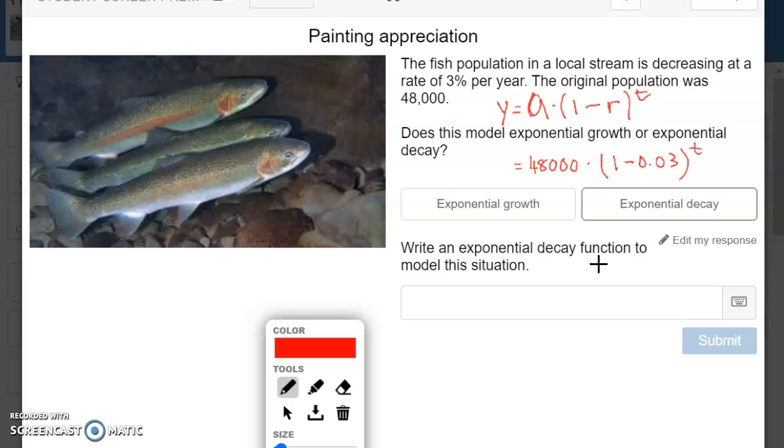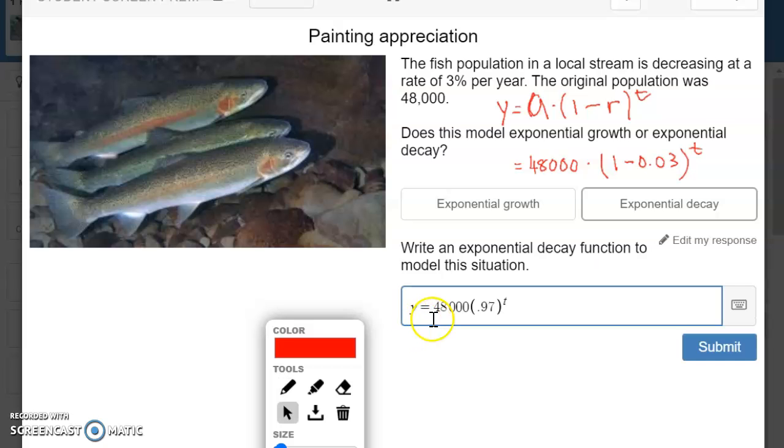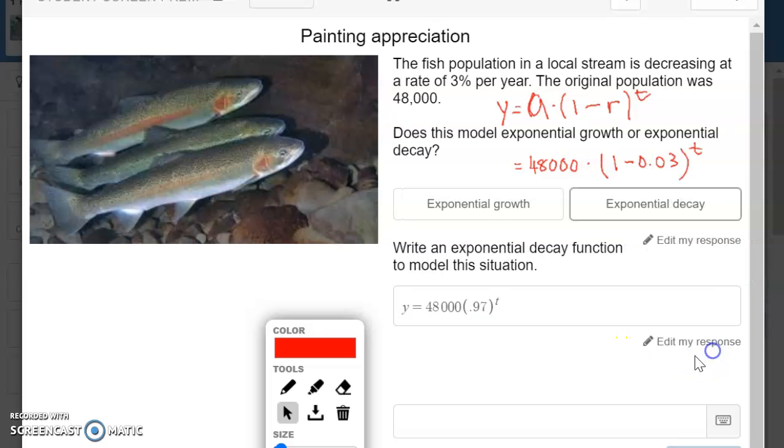So what does that become? The equation becomes y is equal to 48,000, that's the initial value, multiplied by 1 minus 0.03, which is 0.97. So 0.97 to the power of t, or x, depending on whether you're using x or t as the input variable. So I submit that. Now I need to calculate the value in 7 years. So that means time is 7 years, so I'm just going to substitute t to be 7 into this equation.